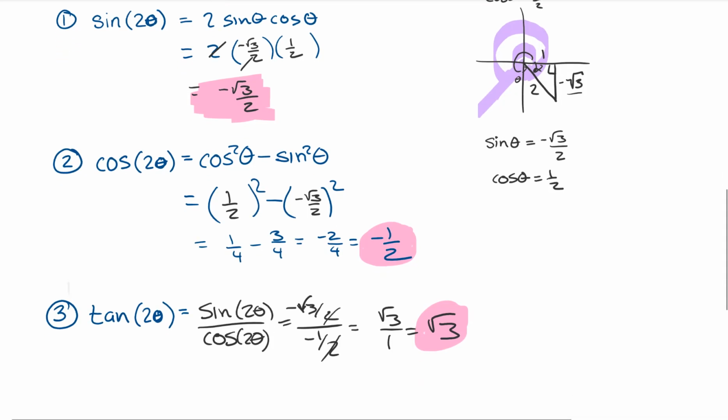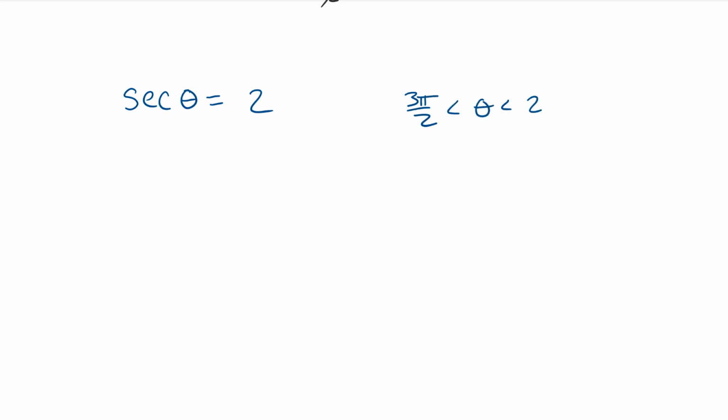Now let's do this one. Let's play the same thing. We're going to say that secant of theta is equal to positive 2. We're going to stay in the same quadrant and do all the same stuff. We know we've got ourselves a little triangle down here in the fourth quadrant.